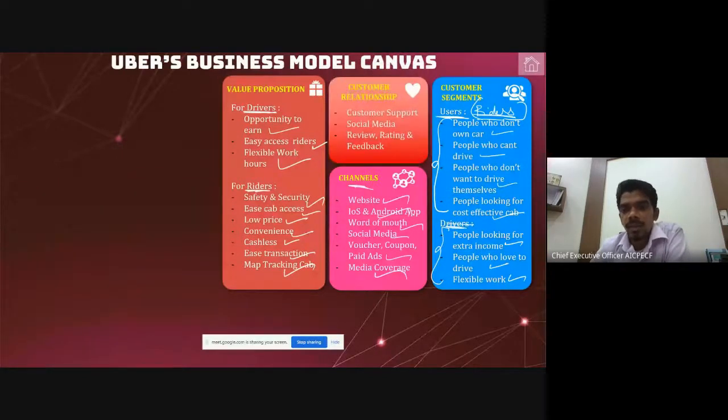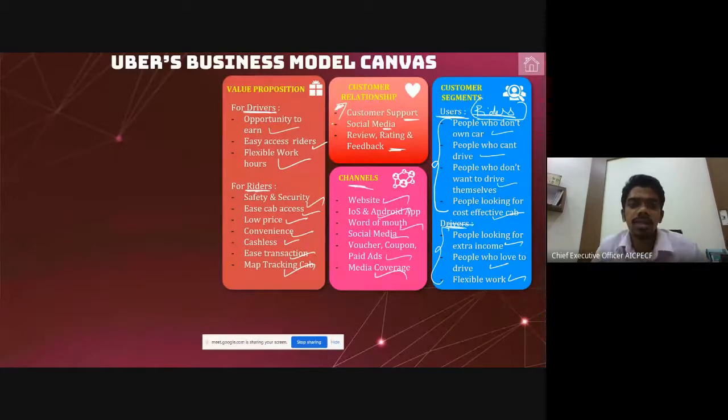Next block is customer relationship. How is he doing it? 24/7 customer support. Voice caller irukku, chat box irukku. Likewise, he is extending his customer support. Social media. After every ride, he is asking for a rating. You can rate the driver, you can rate the experience of your drive and how far you are happy with the payment terms. So these things are mainly concentrating on customer relationship, right?